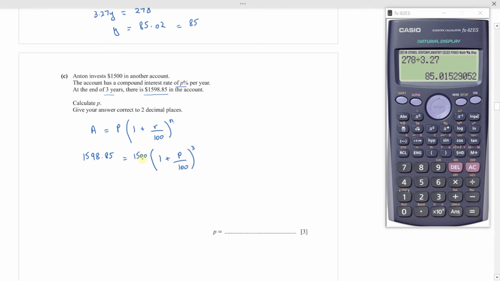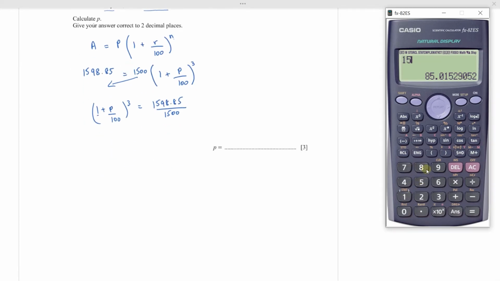So let's solve this. I will take this 1500 to the other side. It is being multiplied here, so it will go in the denominator on the other side. So 1 plus P over 100 to the power 3 will be 1598.85 divided by 1500. And so let's calculate this. So 1 plus P over 100 to the power 3 is 1.0659.